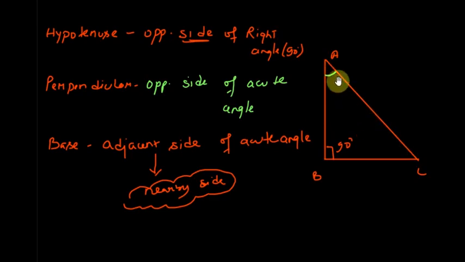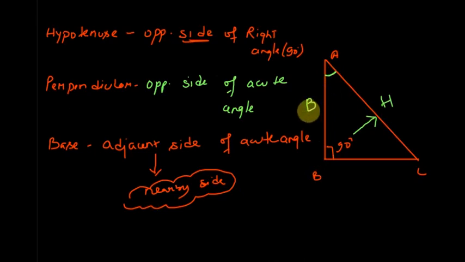Very simple. AC is already occupied by hypotenuse, yes or no? Because the opposite side of the right angle is the hypotenuse. This will not change. So this AC has been occupied by hypotenuse. So we are left with only AB, yes or no? We are left with AB. So AB will be our base. Very simple. The adjacent sides of the acute angle are AB as well as AC, but AC has been occupied by hypotenuse, so our base will be AB.